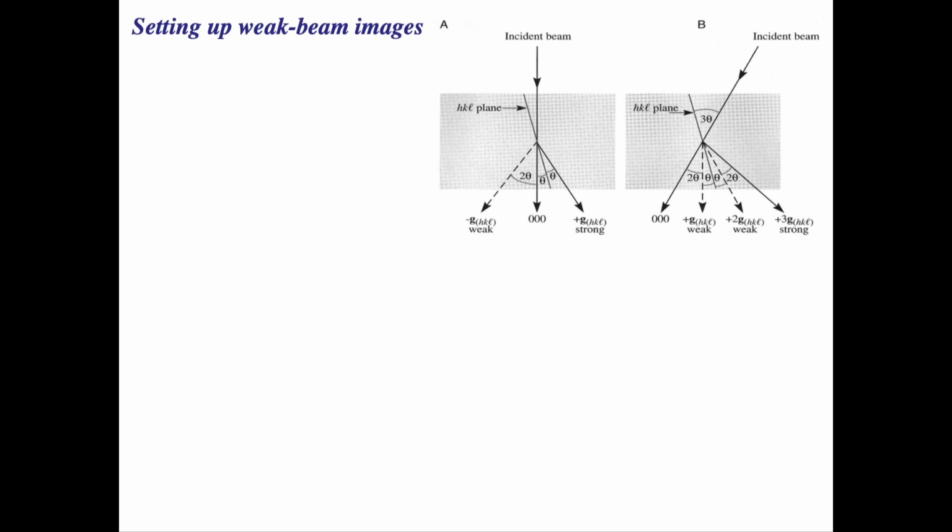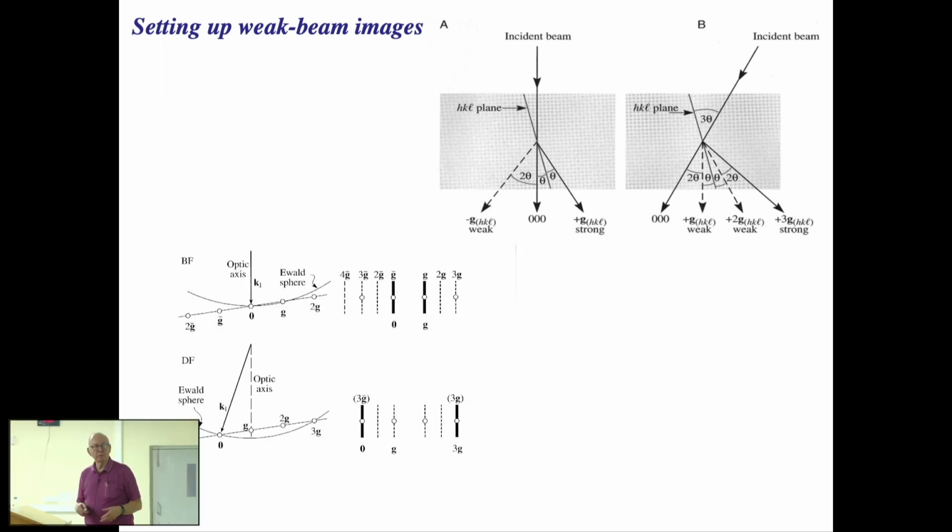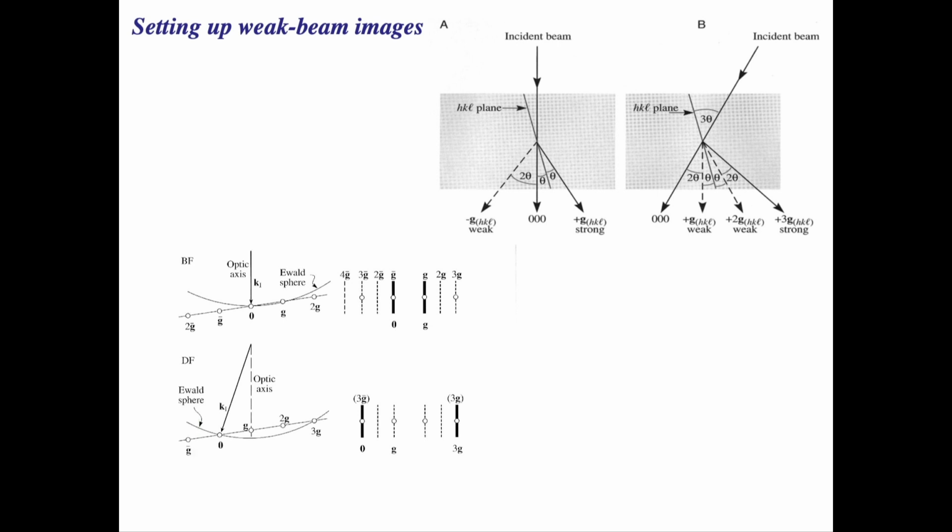So what you do is set up a normal, nice strong beam condition, and then swing that strong beam into the center by tilting the beam, and then you'll automatically end up exciting 3G and view that in dark field, i.e. with an aperture. And so this is the formalization of it.